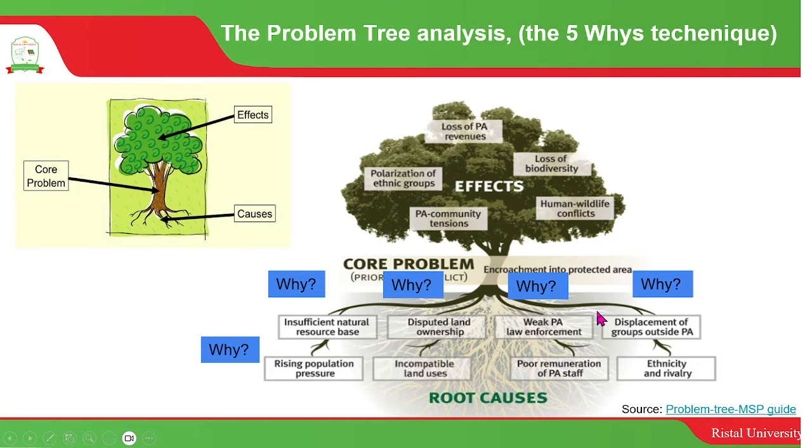And then you find that there was insufficient natural resource base. Secondly, there's also disputed land ownership. This example is outside health, but still, just for you to be able to build up the memory, you can use the same example. You can take it to any setup inside your healthcare system. And then we find that there is weak PA law enforcement, and then there is displacement of groups outside the PA.